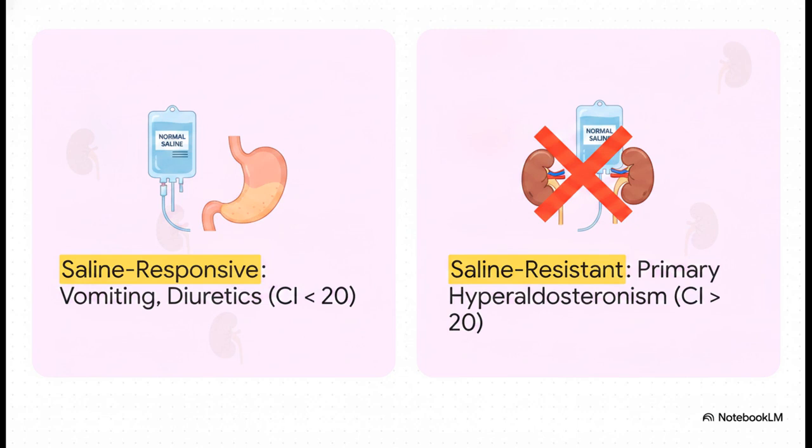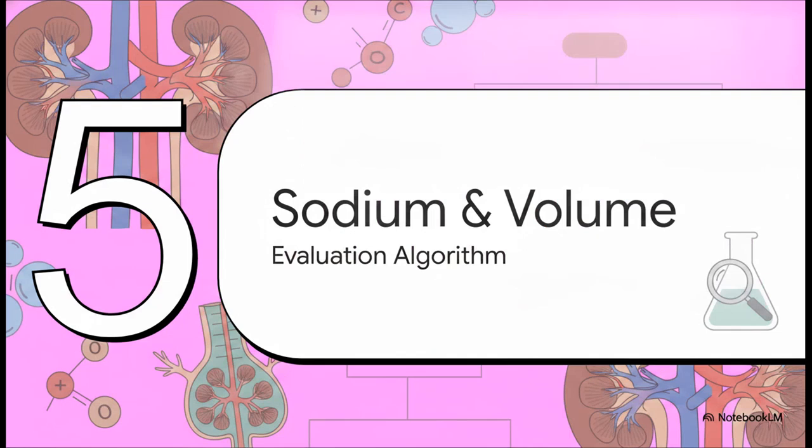On the flip side, saline-resistant disease presents with a urine chloride above 20. This bucket includes primary aldosteronism, Cushing's syndrome, severe hypokalemia, or an active diuretic effect. Just a quick note here, recent diuretic use can actually temporarily raise that urine chloride, so watch out for that in the vignette. Section 5, sodium disorders and volume.